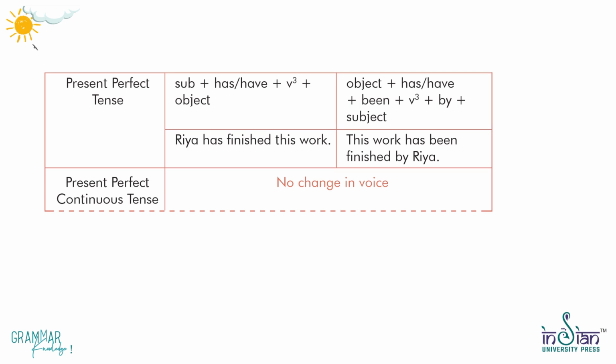Present perfect tense. Subject plus has, have plus V3 plus object. Ria has finished this work. Object plus has, have plus been plus V3 plus by plus subject. This work has been finished by Ria. Present perfect continuous tense. No change in voice.